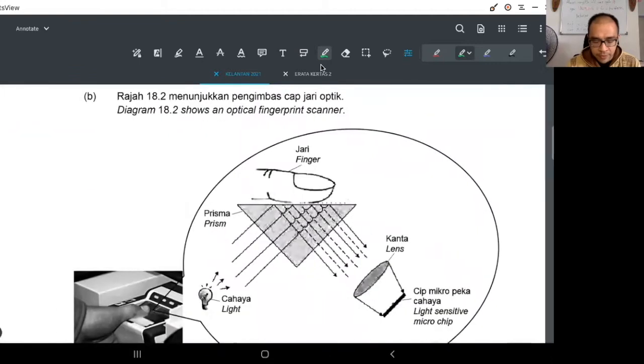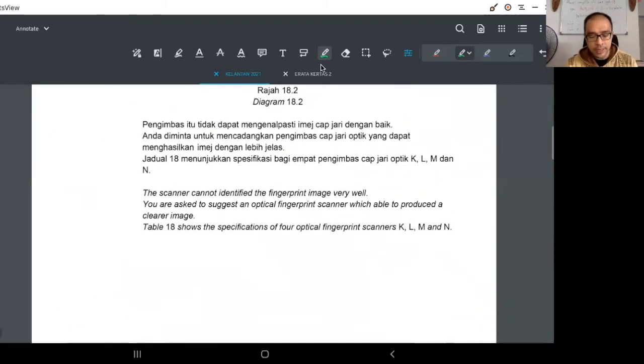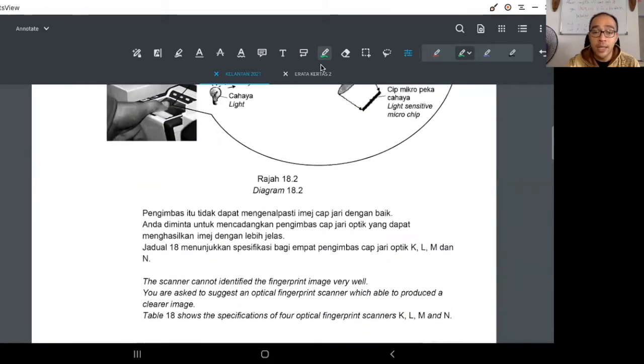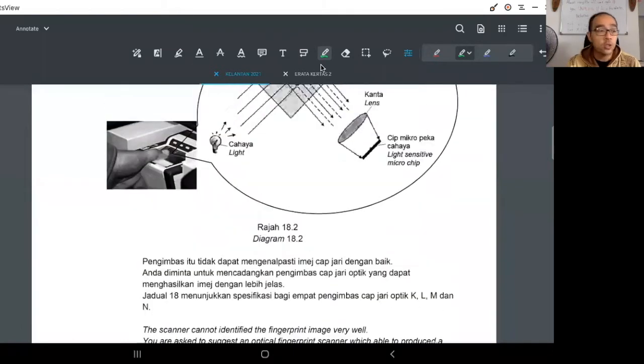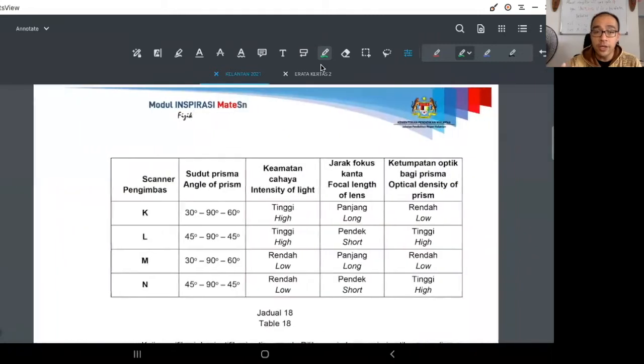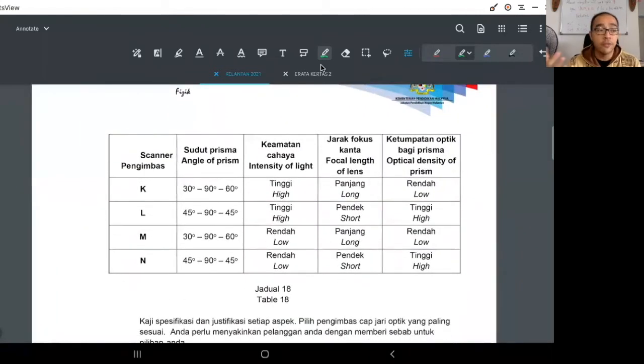Fingerprint scanner. We are given that the scanner cannot identify the fingerprint very well, because look at the prism. And then you are asked to suggest an optical fingerprint scanner which is able to produce a clear image. So you want to have a clear image now, because right now the image is not very clear because of different factors. So you are given all these options. You have K, L, M, N. You have different prisms, different intensities of light, focal length, and optical density. So as always, we analyze the table first, and then we make an informed decision.